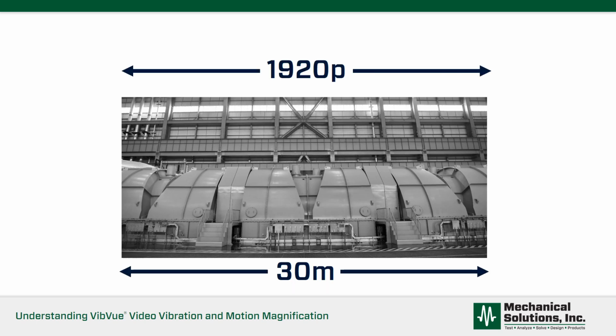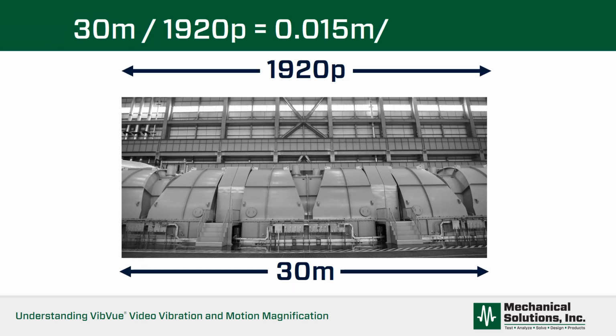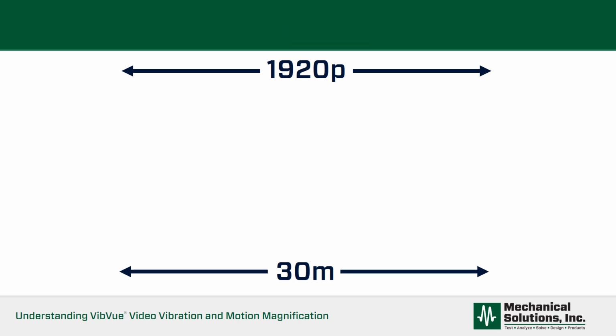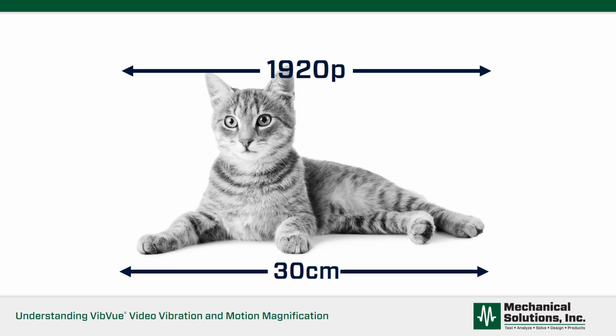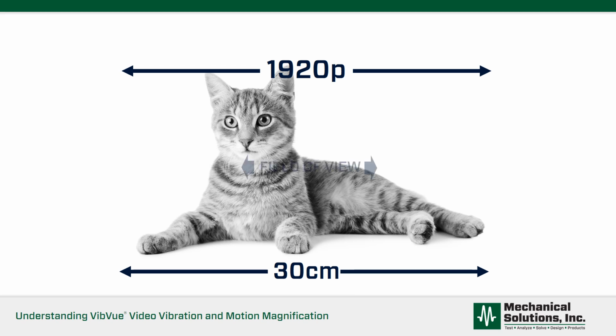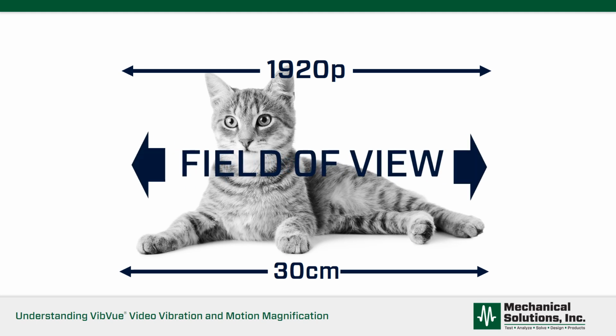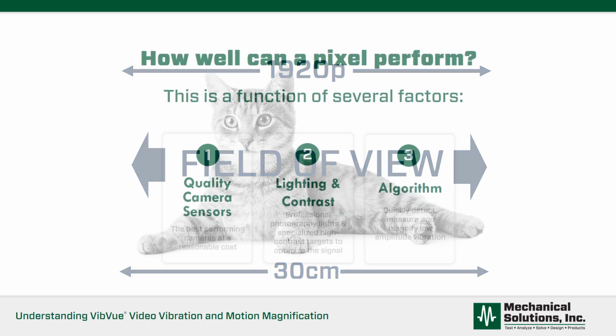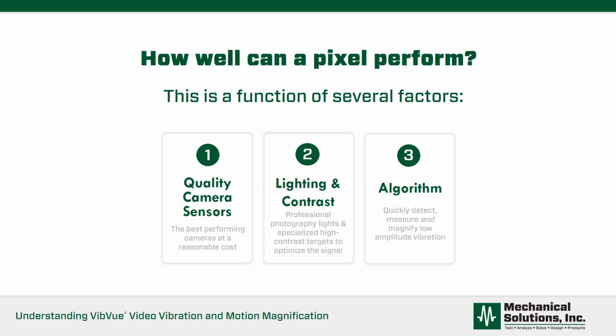If you look at something 30 meters or 100 feet wide, that same pixel would cover 15 millimeters. And if you look at something 30 centimeters or 1 foot wide, that's right, 0.15 millimeters. This overall width of the image is what we refer to as field of view, and it gives us a reference point to base our pixel level amplitude detection on. With the field of view as a reference point, it now becomes a question of how well that pixel can perform. This is a function of several factors.